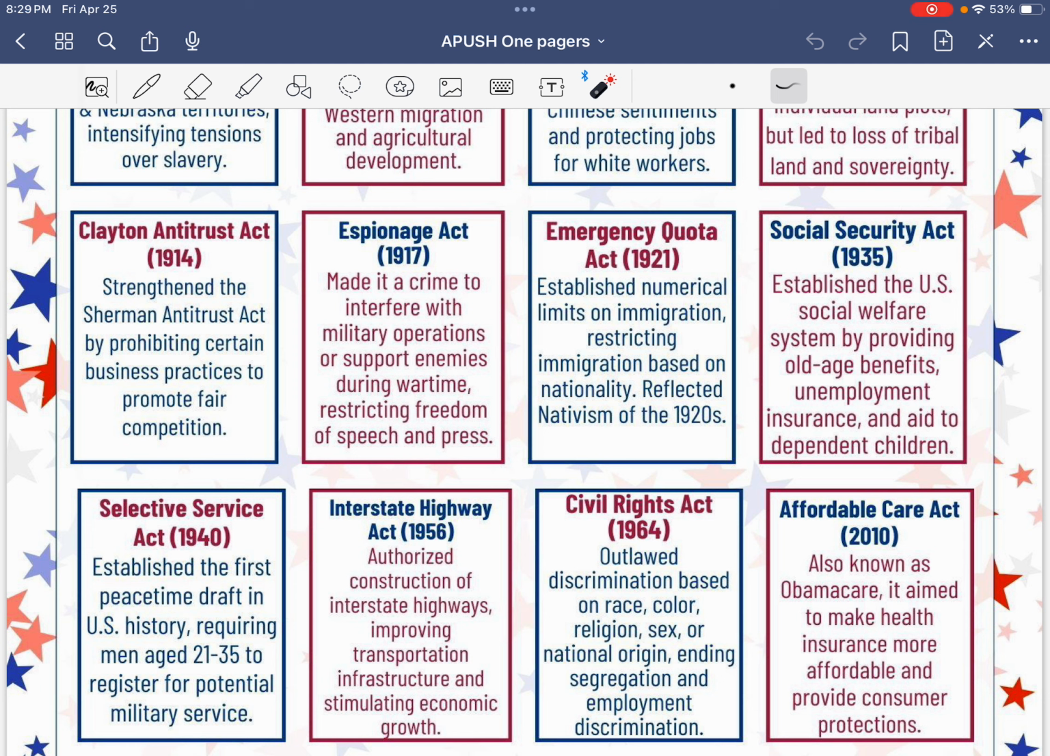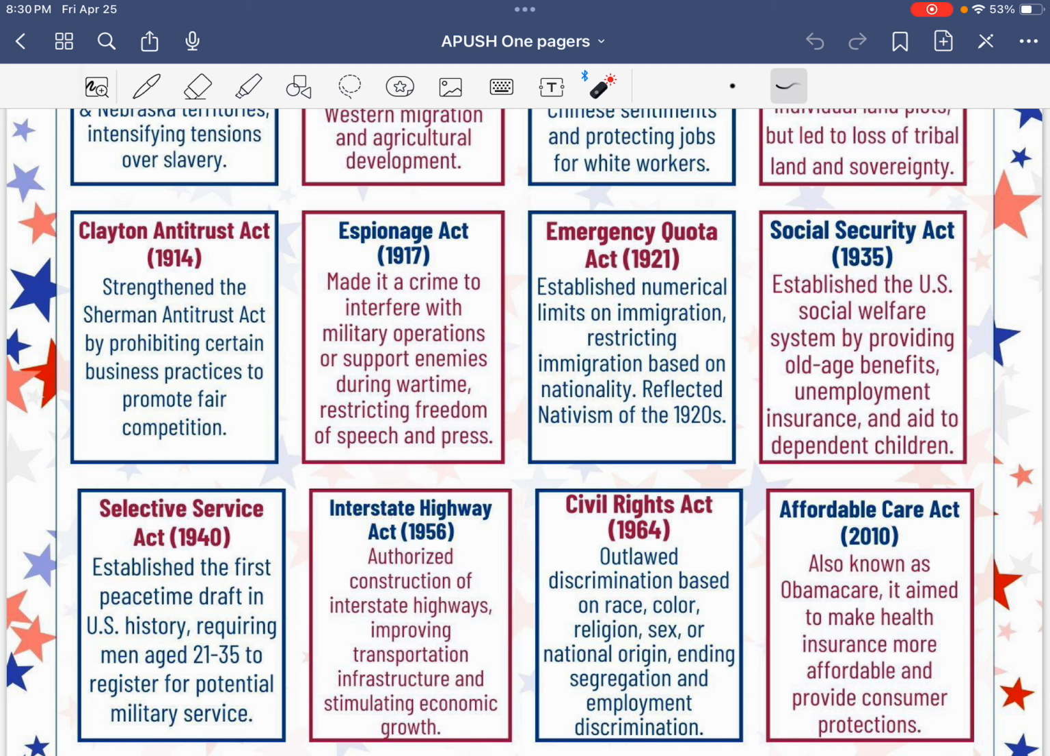Okay, Emergency Quota Act of 1921. This is a major immigration law. It's one of the first ones to limit immigration by quota. Quota means a set number based on nationality. So saying only a set number of people from this country can come in.